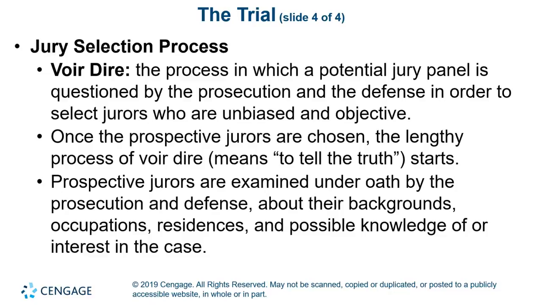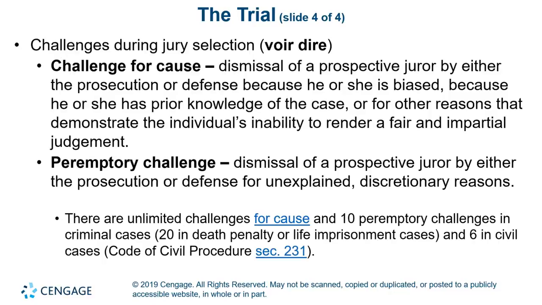And this is the process in which a potential jury panel is questioned by the prosecution and the defense in order to select jurors who are unbiased and objective. And once the prospective jurors are chosen, the lengthy process of voir dire starts. Prospective jurors are examined under oath by the prosecution and the defense about their backgrounds, their occupations, where they live, and any possible knowledge of or interest in the case. Because this is how we're going to start to form the jury through this voir dire process.